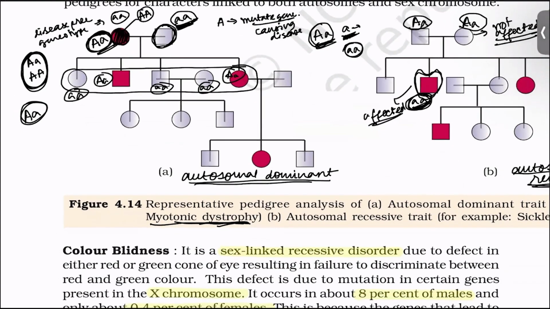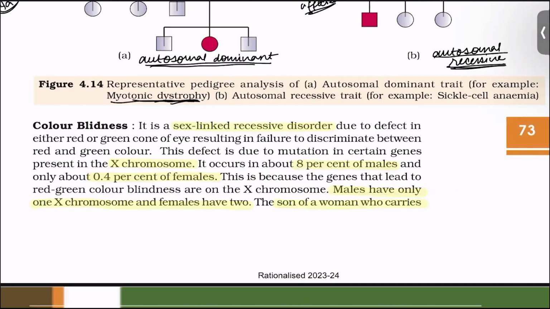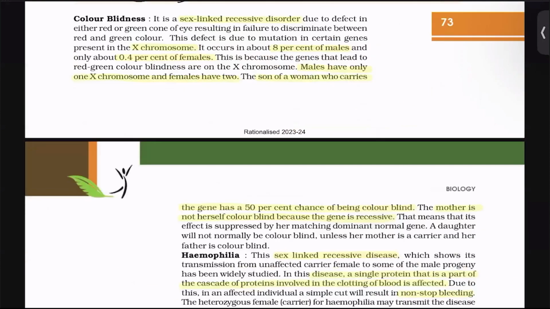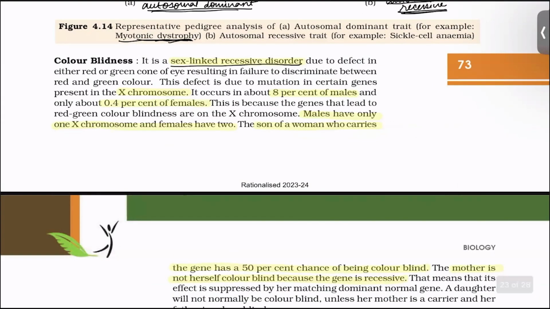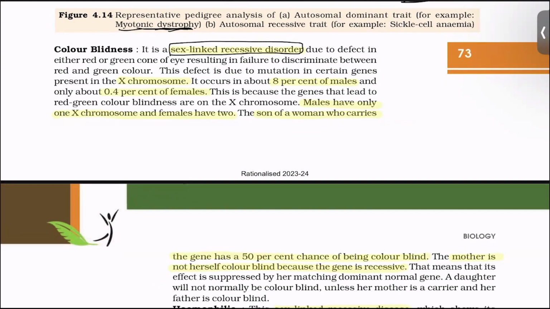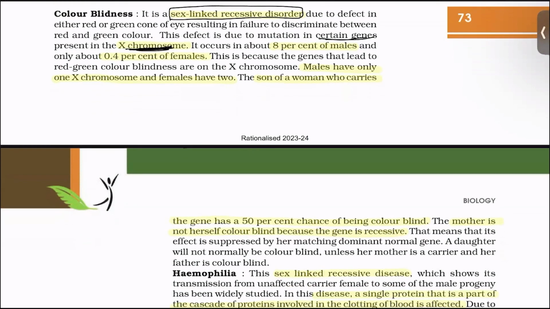Okay. Now, I'll discuss some example diseases, starting with color blindness. Color blindness is a sex-linked recessive disorder. There are certain genes on the X chromosome which are mutated, and these mutated genes are recessive. When these recessive genes are transferred to the next generation, color blindness is produced, and it occurs in about 8% of males and 0.4% of females.